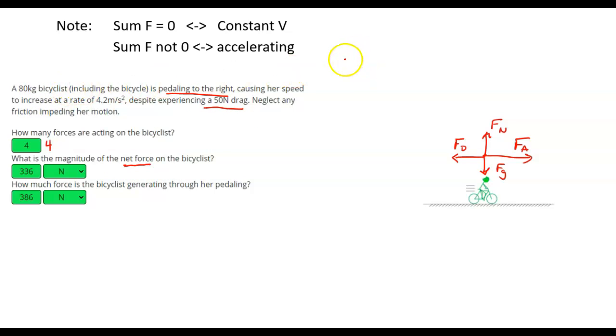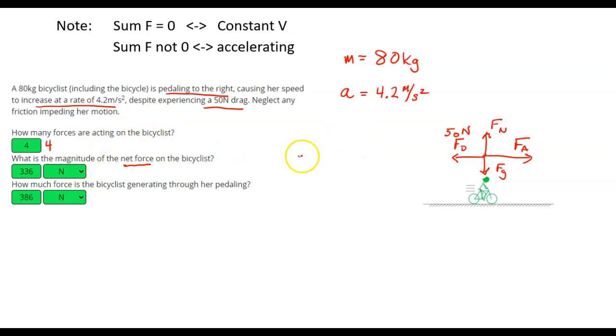Okay, an 80-kilogram bicyclist. They just gave us the mass of the bicyclist, not the weight. The mass is a measure of how much material they have in them. She is pedaling to the right, causing her speed to increase at that rate. That's an acceleration, 4.2 meters per second squared. Despite experiencing a drag force of 50, so we know this opposing force is 50 newtons. And despite the drag force, she is nevertheless accelerating to the right. Neglect any friction impeding her motion. What is the net force?